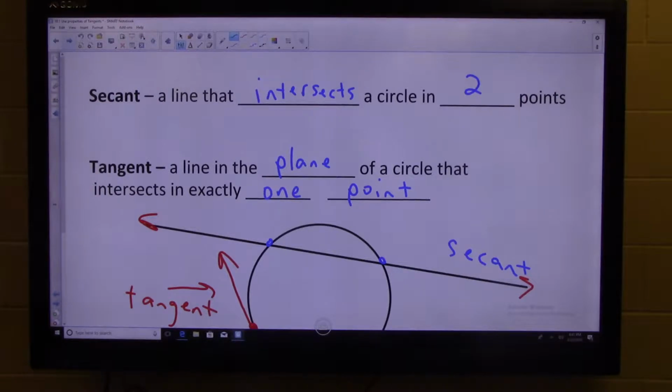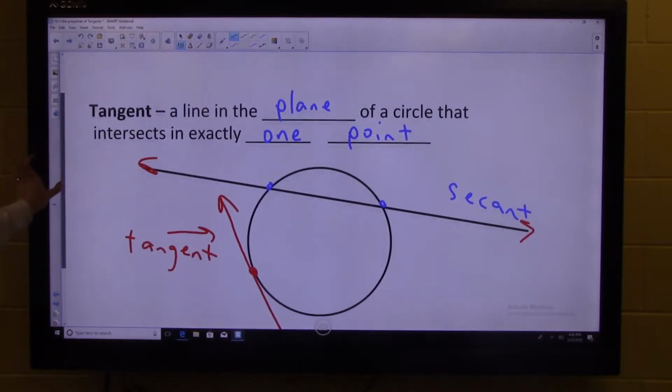Next thing, there's 2 more terms I want to talk about, and those are secant and tangent. So let's try to write this down. A secant is a line that intersects a circle in 2 points. A tangent is a line in the plane of a circle that intersects in exactly 1 point. So it's got to be on the same plane, that's all we're saying. So it's still 2 dimensions that we're talking about.